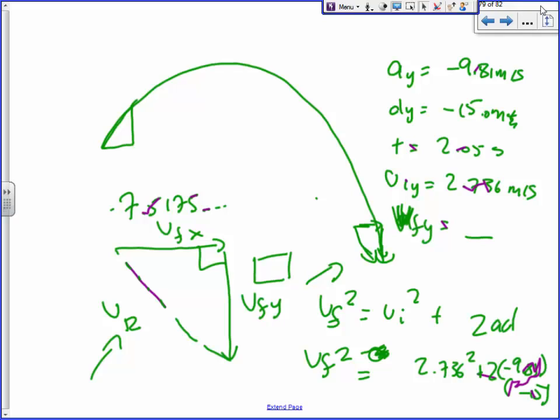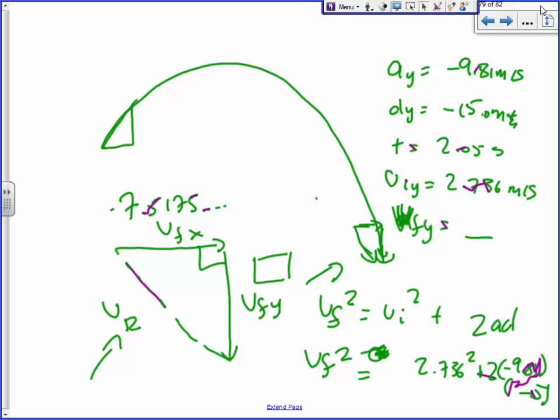So 2.736 squared. 17.6. Do you have an answer for me? Okay, that's probably just the best, right? Anybody else get 17.6 for your velocity final? 17.37? Why is the 15 negative? Because you're going down 15 meters, right? The acceleration is pulling you down, your distance is pulling you down, but your initial velocity was pulling you up. Okay, we'll look at yours in a bit.